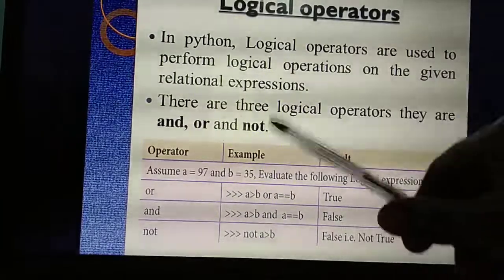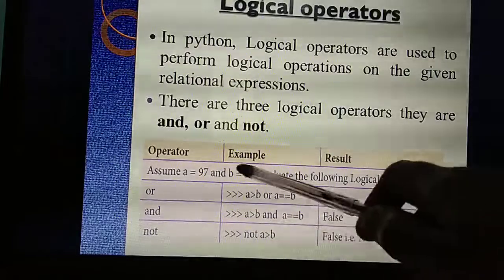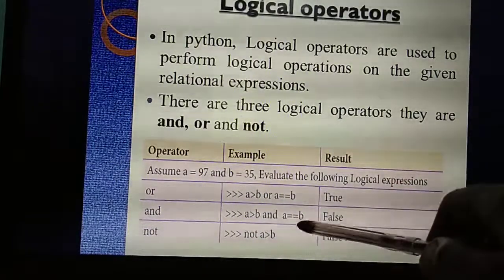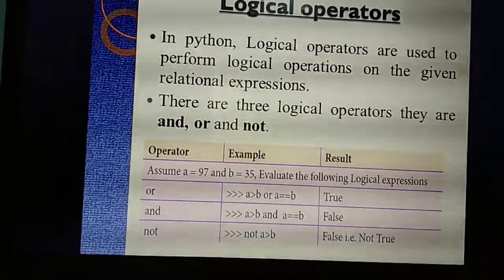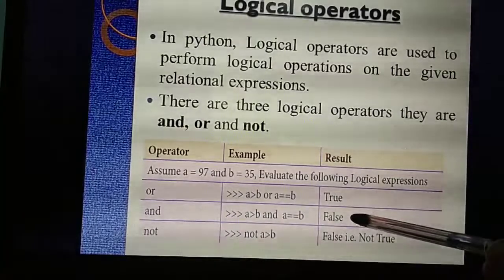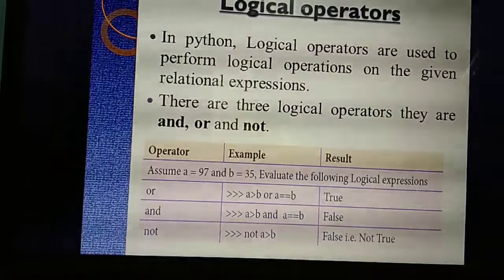Understand? See this example. Same example. This condition is true. A greater than B: 97 greater than 35, true. But A double equal to B: whether 97 equals 35? No. So the condition fails, and the answer you will get is false. Any one condition false means the answer you will get is false.